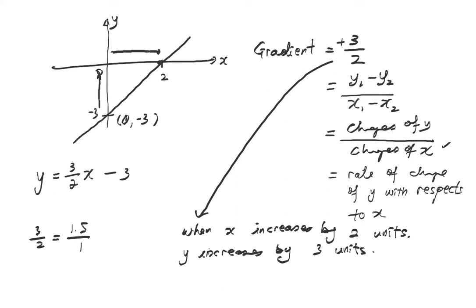If the gradient is negative, then I will say for every 2 unit increase of x, y decreases. Negative gradient means y decreases. We go the other way around. So that is how you interpret gradient.